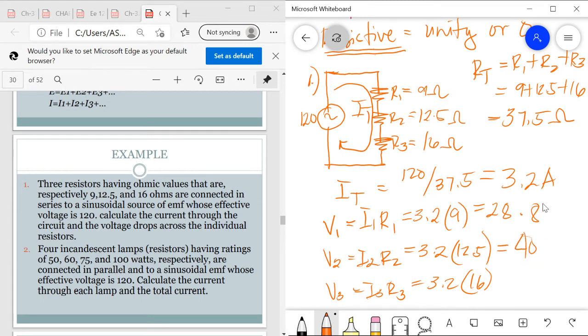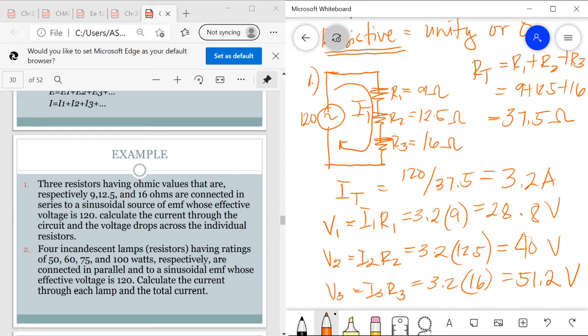volts, 40 volts, and 51.2 volts. So, pag resistive, pure resistance ang given, so you can just solve gaya nung sa DC circuit kasi wala pa namang reactances.